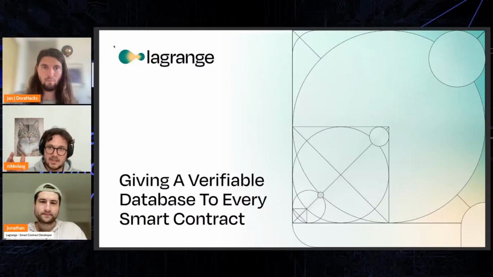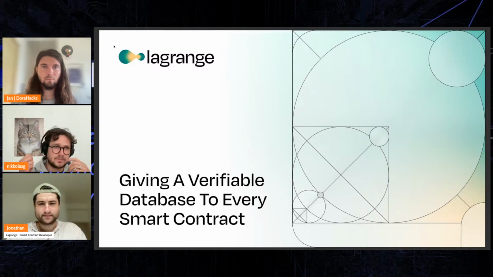Basically, our main goal is to let any smart contract be its own database, and to be able to query this database from the same smart contract, or any other user can query this database. What this database is filled with is just historical on-chain data.